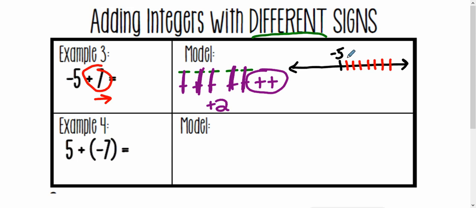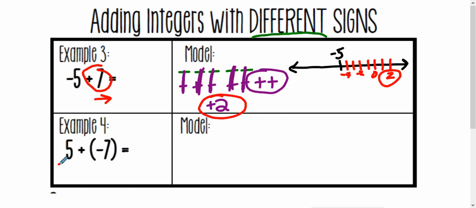Then we can add our numbers. Remember that as we go to the right, these negative numbers get smaller. So negative 5 goes to negative 4, negative 3, negative 2, negative 1. Here's 0, 1, and 2. So 2 is our answer. Let's look at example 4.